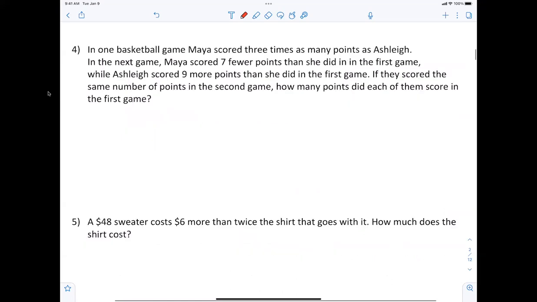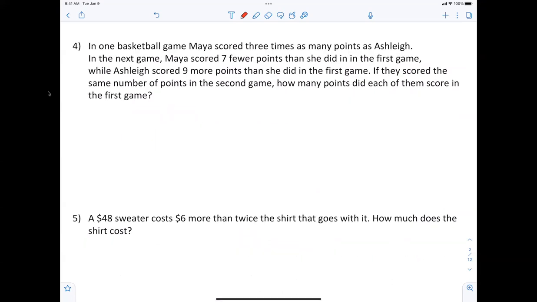Let's try number 4. In one basketball game, Maya scored 3 times as many points as Ashley. So I'm just going to put M and A. All right, this one looks complicated. So Maya scored 3 times as many points as Ashley. So how much is Ashley? And how much is Maya?